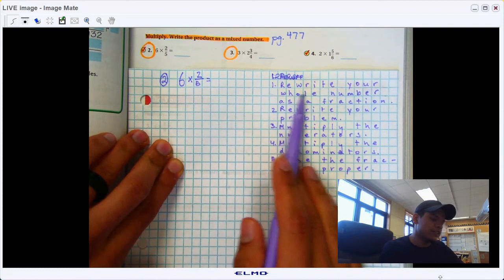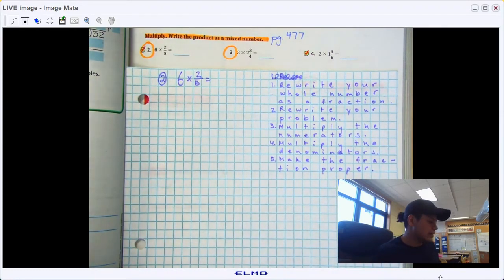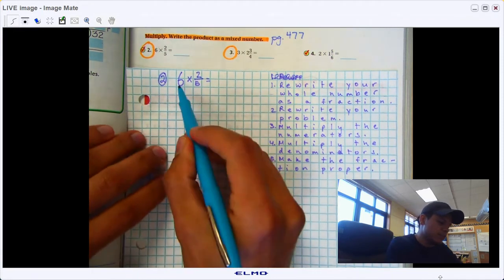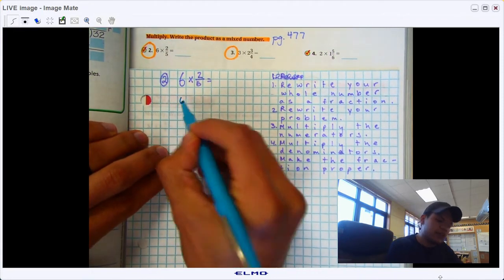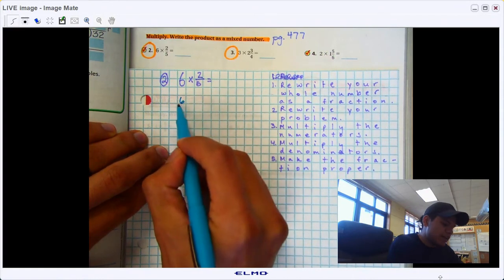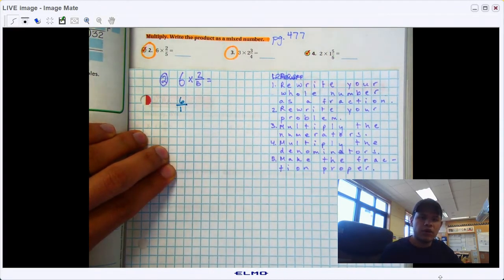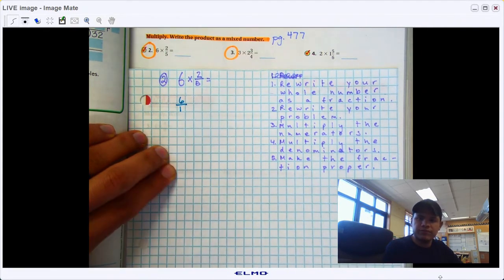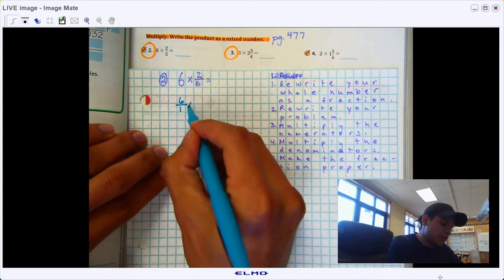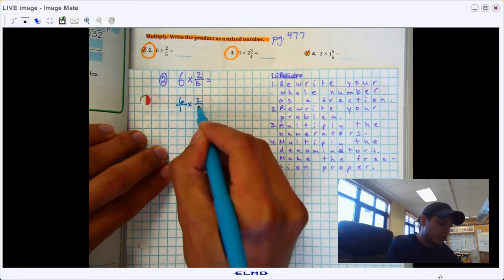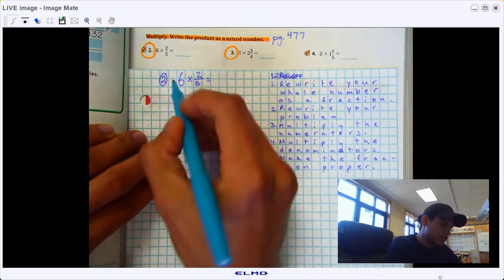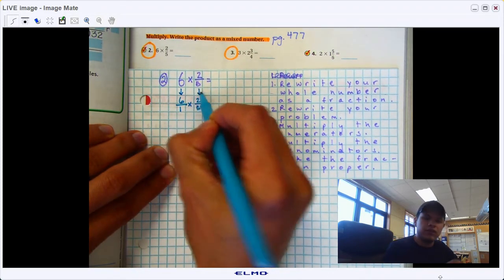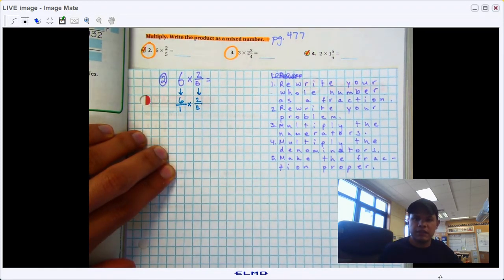So step number 1 is to rewrite your whole number as a fraction, okay? So let's go ahead and do that. We have our whole number 6, and let's rewrite that. Notice I'm skipping a line, and rewrite that as a fraction. Remember, all I have to do is put that fraction over 1 in the denominator, okay? Step number 2 is to rewrite your problem. So now I have 6/1 times 2/5, okay? And let's draw some arrows just so that way you can see where I'm getting these numbers from.